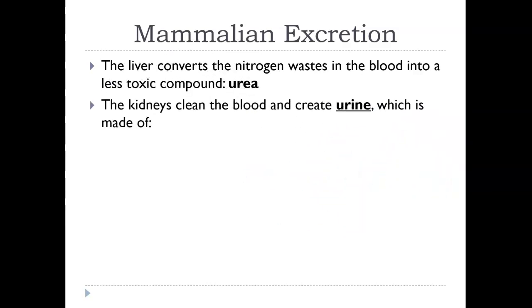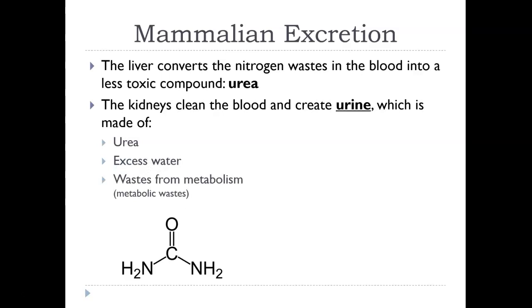Kidneys clean the blood and create urine, which is made of urea. It's made of excess water, so we need to stay hydrated, right? Because our cells need the water. And then it gets rid of urea with water in our urine. And it also gets rid of other waste from metabolism, other waste inside of our body, because our kidneys clean our blood, so it needs to get rid of all that waste.